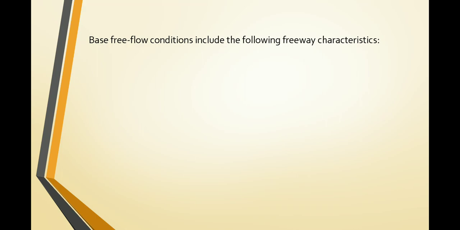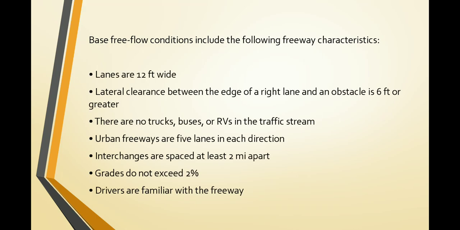Base free flow conditions include the following freeway characteristics. Lanes are 12 feet wide, and lateral clearance between the edge of the right lane and an obstacle is 6 feet or greater. There are no trucks, buses, or RVs in the traffic stream. Urban freeways have 5 lanes in each direction. Interchanges are spaced at least 2 miles apart. Grades do not exceed 2%, and drivers are familiar with the freeway.